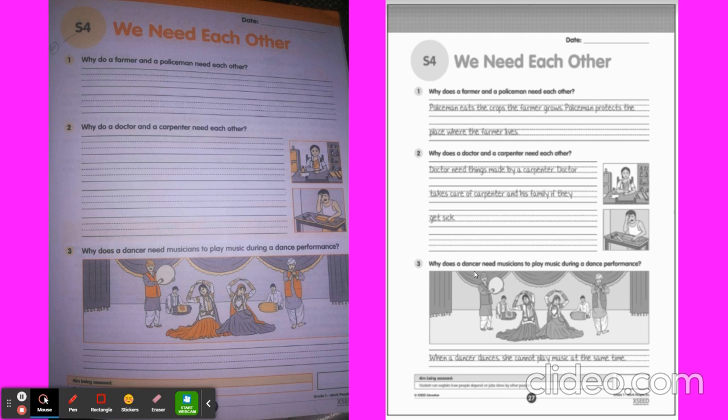Now, here, why does a dancer need musicians to play music during a dance performance? She will be dancing. She cannot play music, right? So she needs musicians to play music, and also she will be dancing according to the music. That's the rhythm, or following the music. So she needs musicians to play music and to give a dance performance. Right? So this is the workbook.